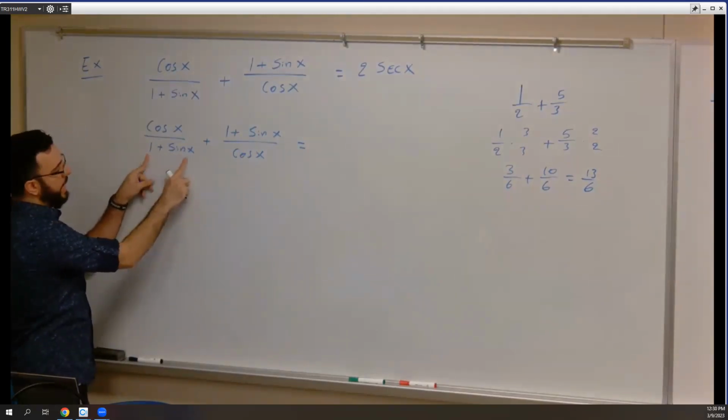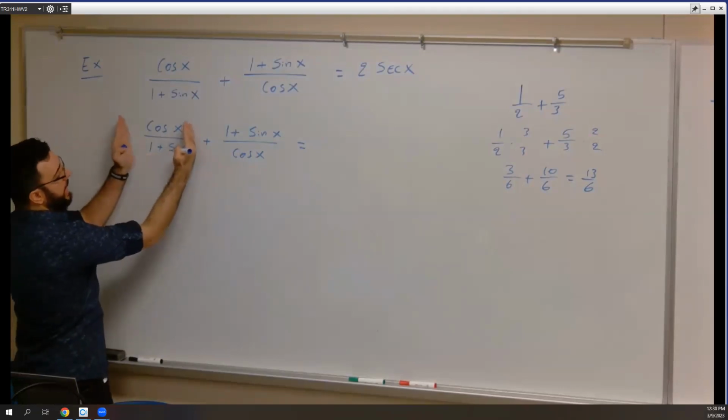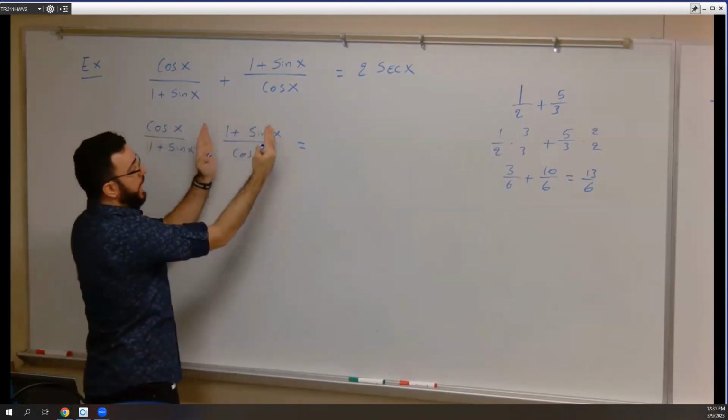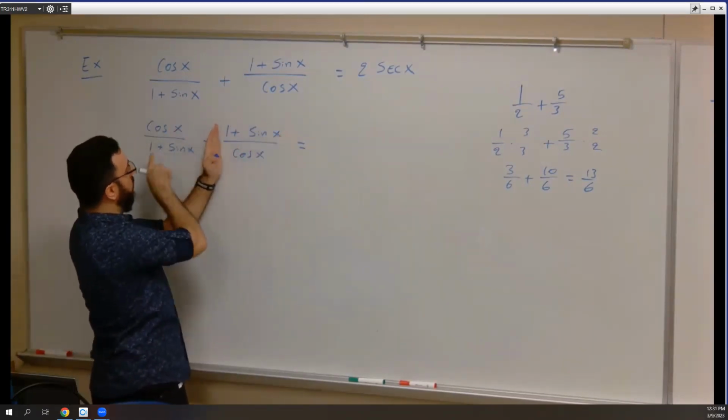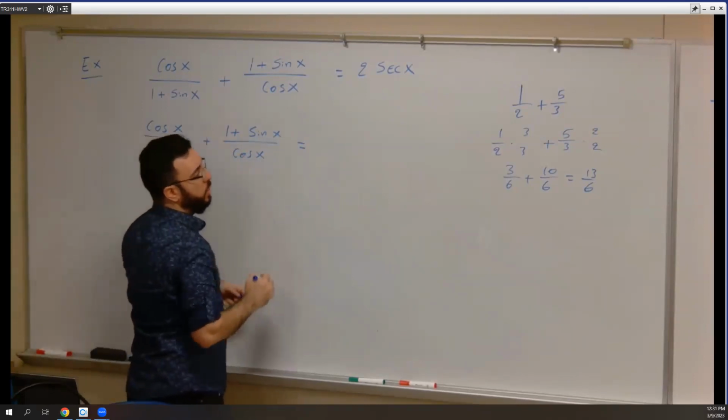1 plus sine x, and I have cosine x here. So I'm going to multiply this side by cosine x, and I'm going to multiply this side by 1 plus sine x, so I can get the same denominators.